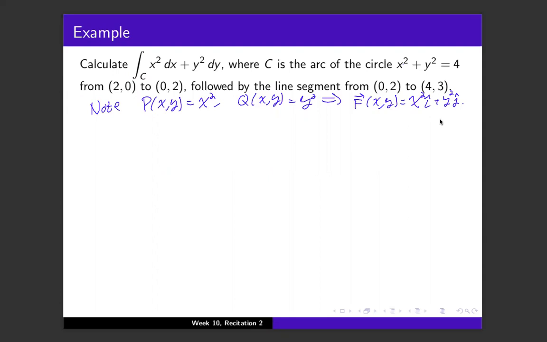Now C is the arc of the circle x squared plus y squared equals 4 from (2, 0) to (0, 2), followed by the line segment from (0, 2) to (4, 3). So again, let's draw it out, see what this thing looks like. We find that in the first place, it's the arc of the circle x squared plus y squared is 4 from (2, 0) to (0, 2). That's this piece right here, followed by the line segment from (0, 2) to (4, 3), which is up here.